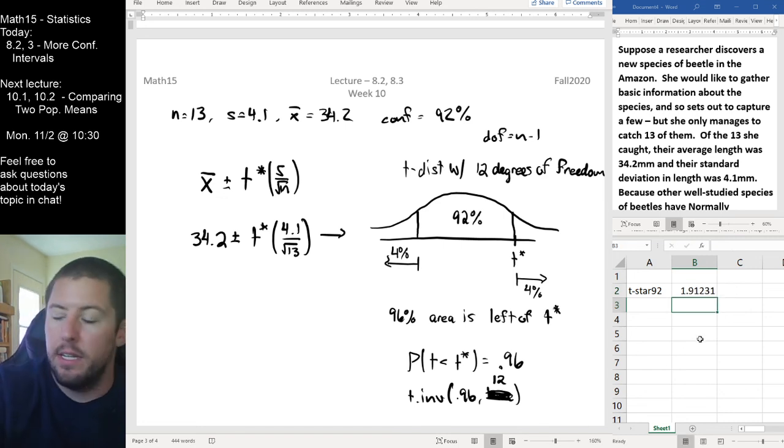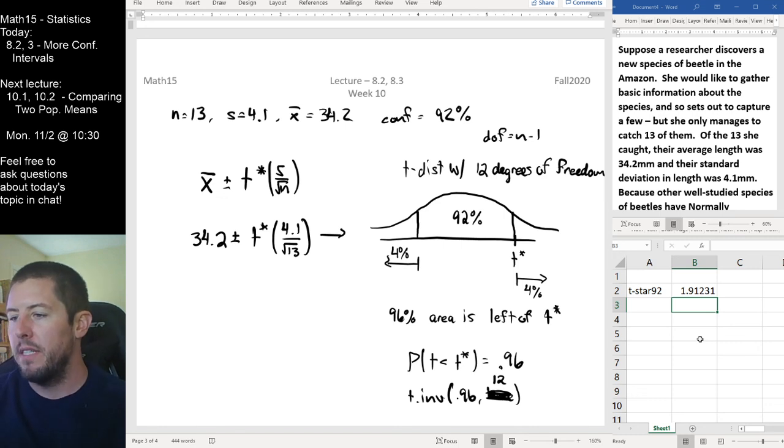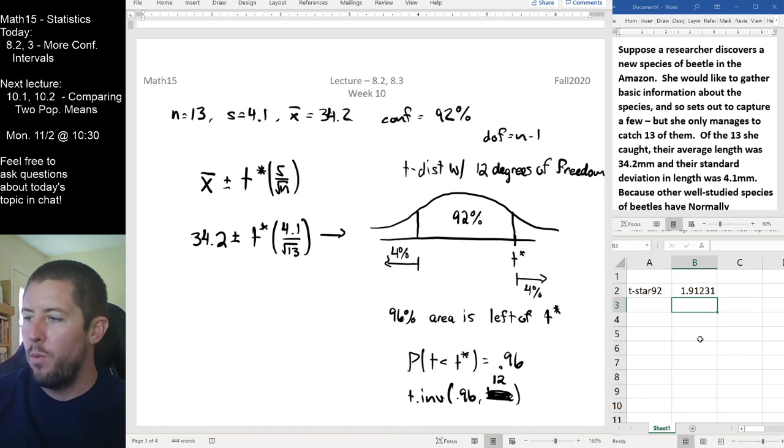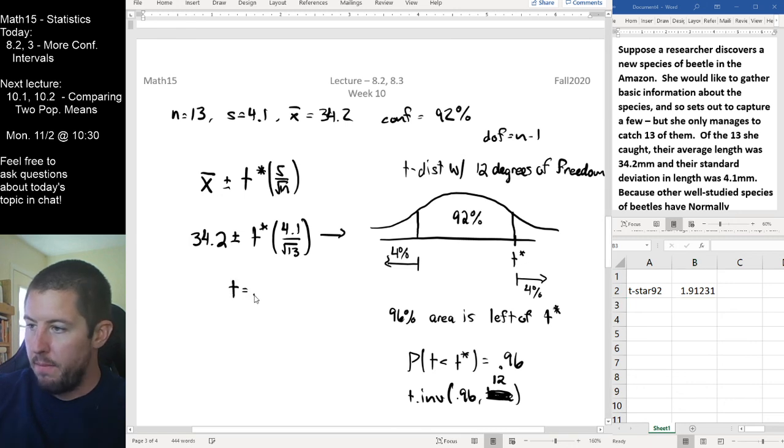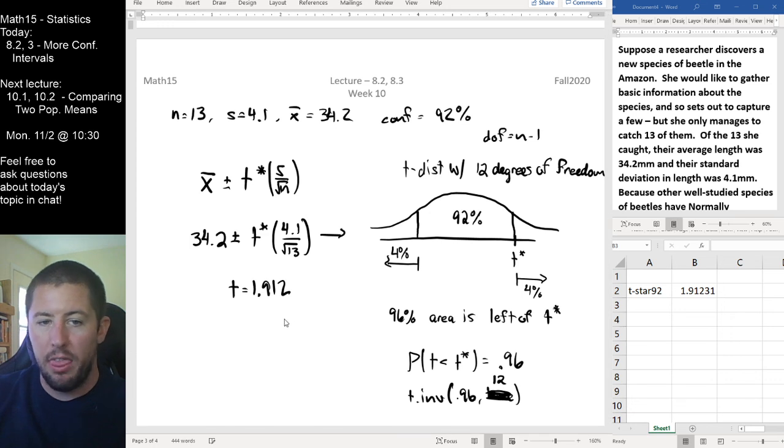And when I do this, it's going to tell me that this is representative of a t star value of 1.9123. I'm going to keep this as just 3 decimal places here maybe. I would say never go less than 3 decimal places on your critical values here. Keep more if you want. Never keep less than 3 decimal places on these.